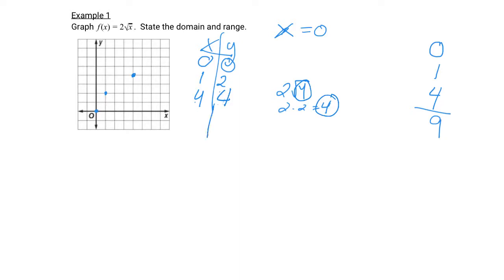Let's plug in 9 just to be safe. We're going to plug in 9 for x. So we have 2 times the square root of 9. The square root of 9 is 3, and 2 times 3 is 6. So when x is 9, 1, 2, 3, 4, 5, 6, 7, 8, it'll be a little off the graph, I mean. Then y is 6. 1, 2, 3, 4, 5, 6. Now we can graph this.